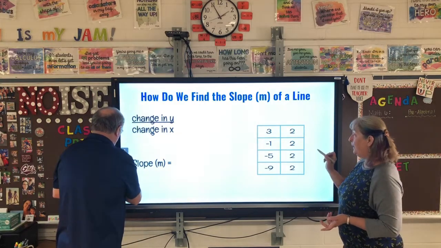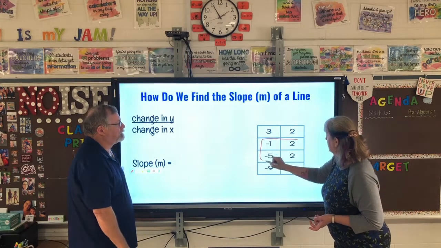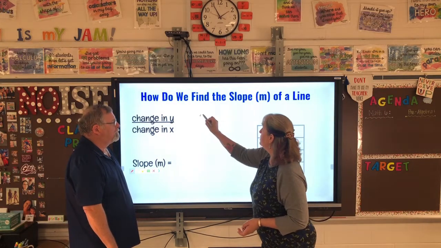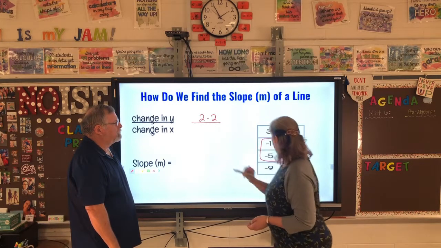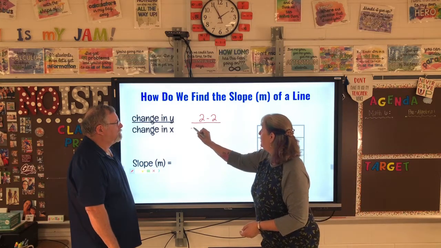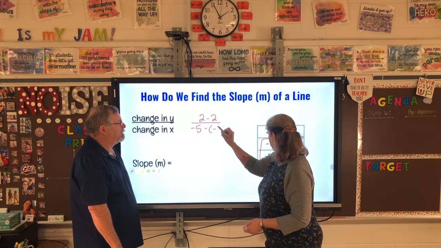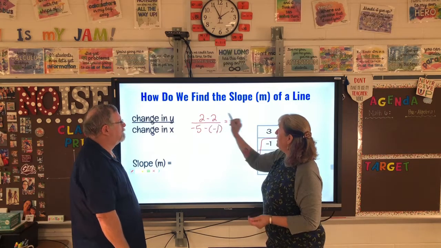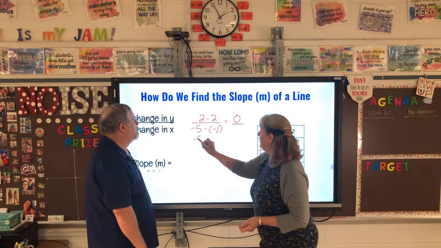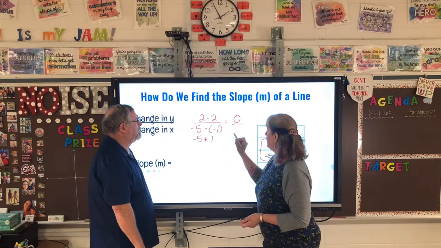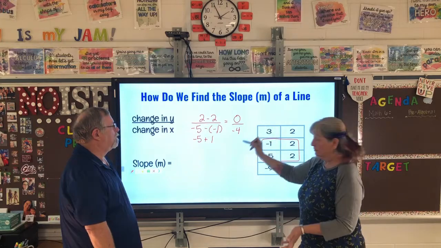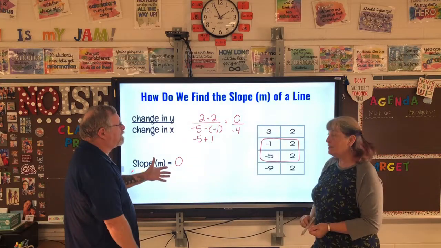Sure. So I'm going to pick any two numbers, and I'm just going to pick the middle two. And again, I always start with my y, and they happen to be the same number. So I know it's going to be 2 minus 2. And I'm going to put that over, and it doesn't really matter which one I started with because they're the same. But I'm going to put negative 5 minus a negative 1. Which I know 2 minus 2 is 0, and once I see the 0, that's a big hint. And then using our integer rules, that's going to be a negative 4. So if you have nothing out of any number, you've got 0. So this one has a slope of 0.